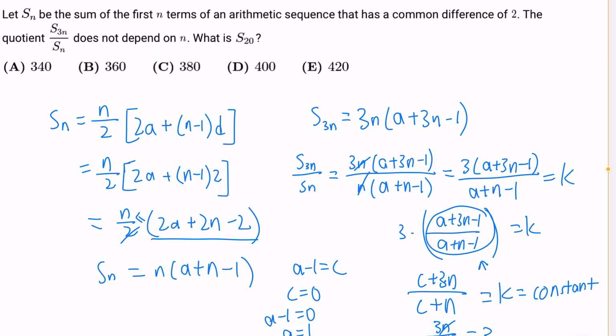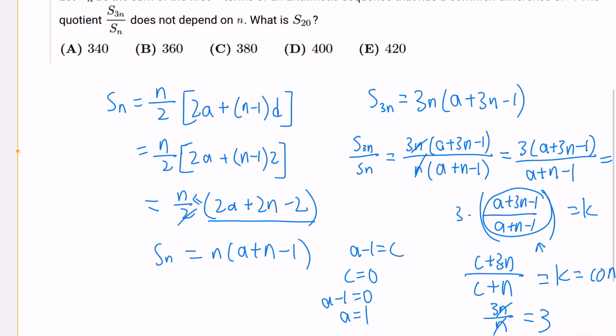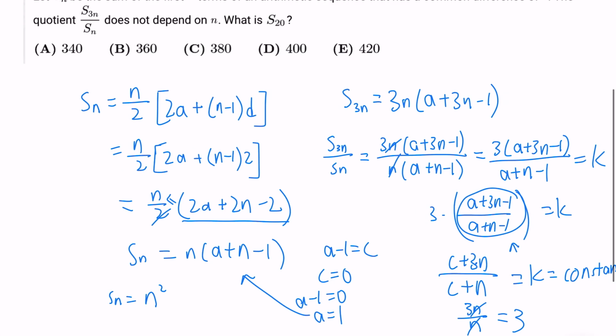Keep in mind that a is the first term in the sequence. And so we can plug a back into this equation right here to get Sn. So Sn is equal to n squared. That means that the sum of the first n terms is n squared. So if we want to know what S20 is, that's simply 20 squared, which is 400. So the answer is D, 400.